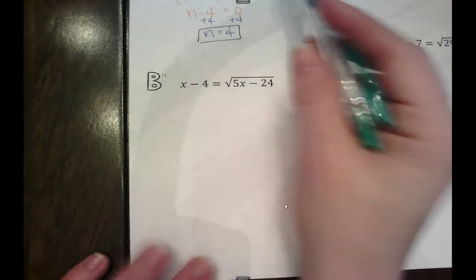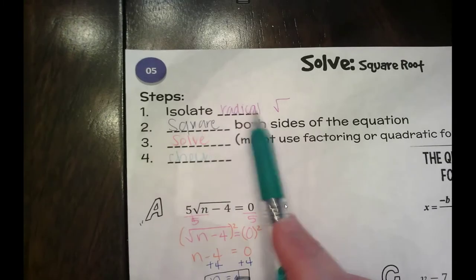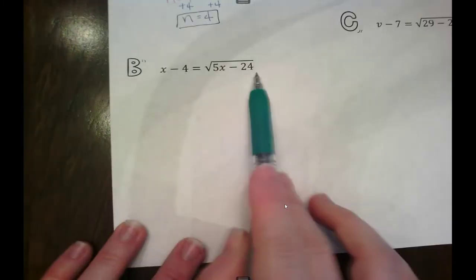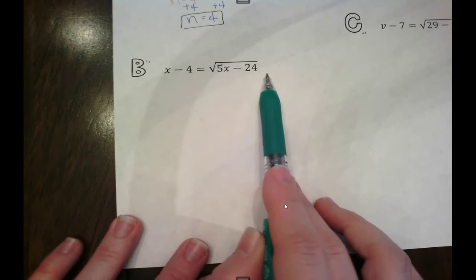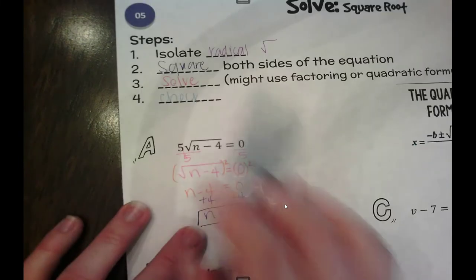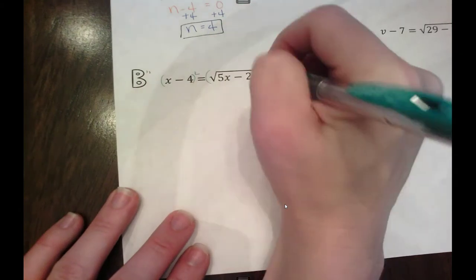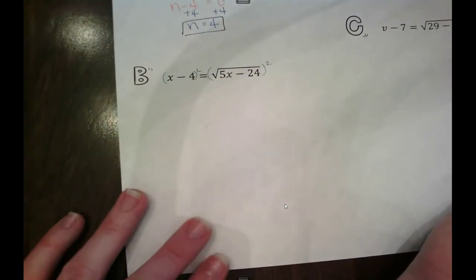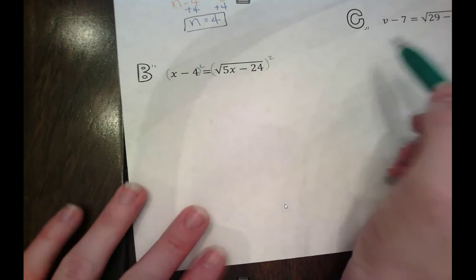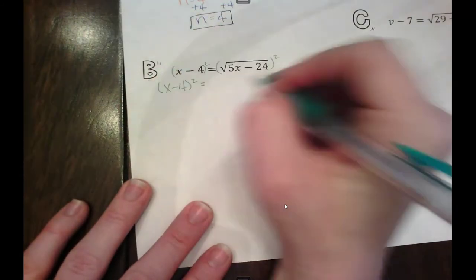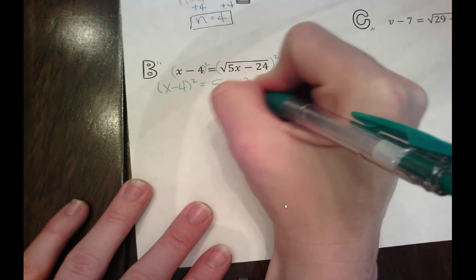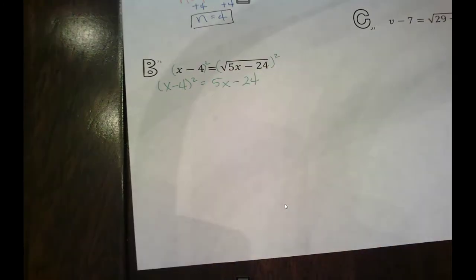So the first step was isolate the radical. Well, the radical and what's underneath the radical is on one side by itself. So second step, square both sides. Square this side, square this side. Okay, so on this side we've got x minus 4 squared equals 5x minus 24.